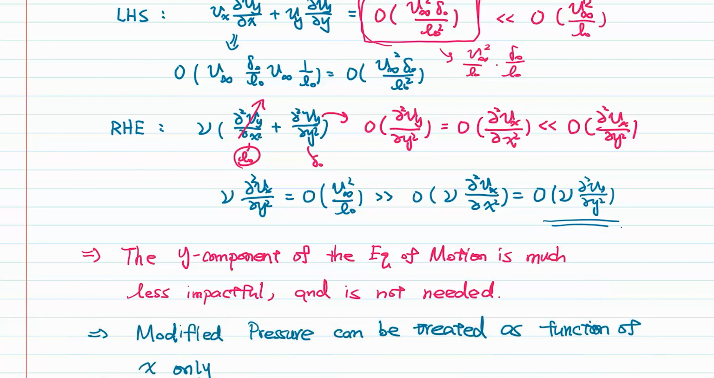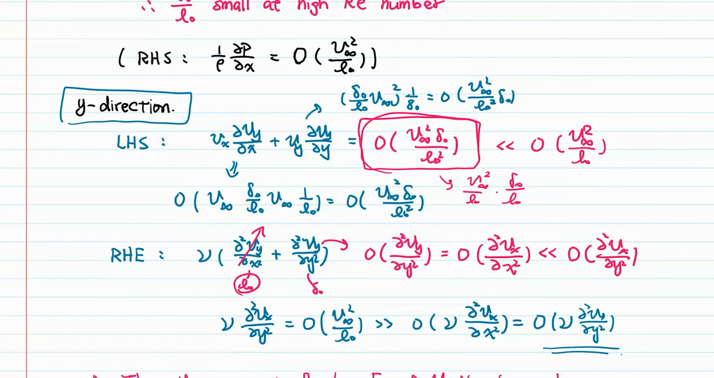Okay, so the conclusion is that after the order of magnitude analysis, the order of the equation of motion in the y direction is much smaller than the equation of motion in the x direction. So we'll neglect the y direction. It can be safely neglected. And so we're left with what's called the Prandtl boundary layer equation.